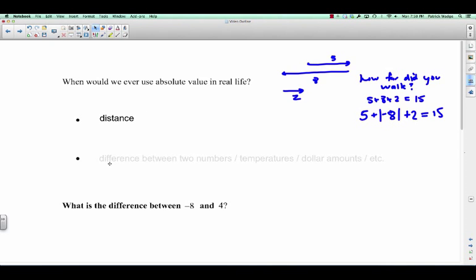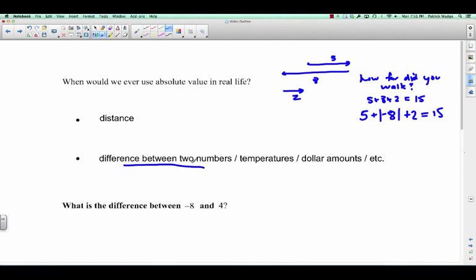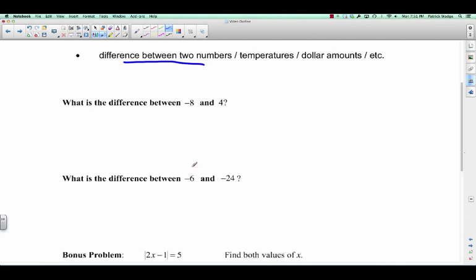Some other places where you use absolute value is the difference between two numbers or between two temperatures. Like if I asked you, what's the difference in temperature between 4 degrees and negative 7 degrees? You could use absolute value. Or what's the difference in owing $7 and being owed $12? You could use absolute values. So I'll give you an example of this one, difference between two numbers. It says, what's the difference between negative 8 and 4?